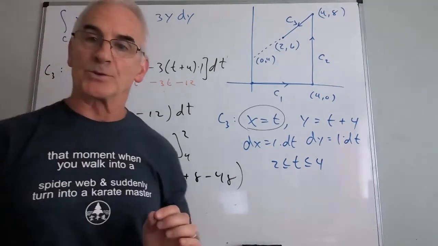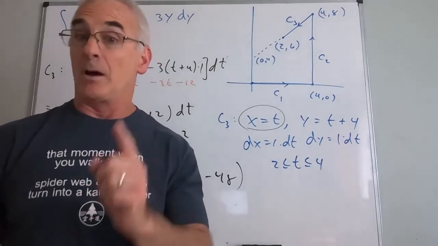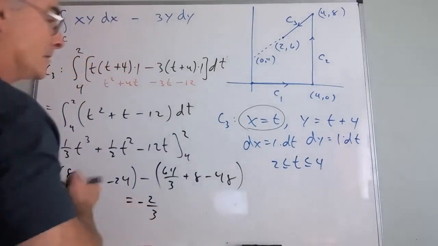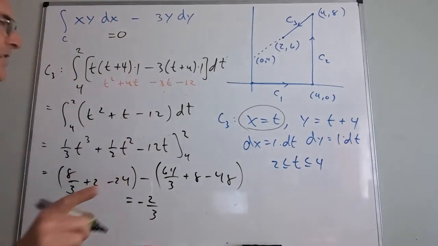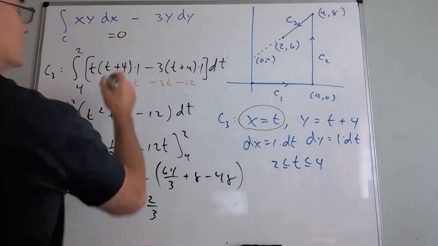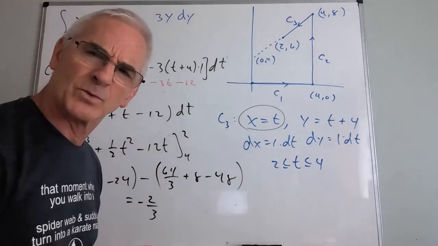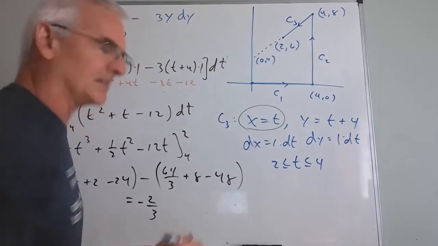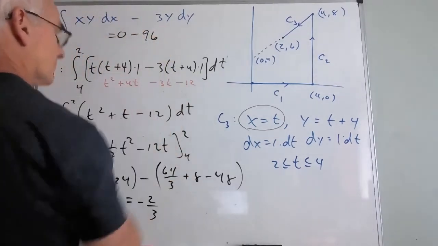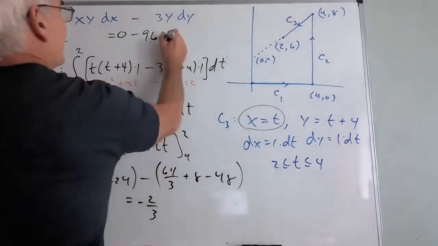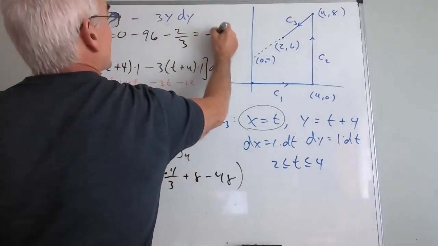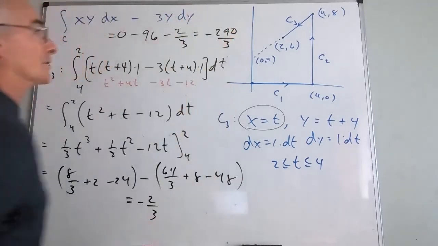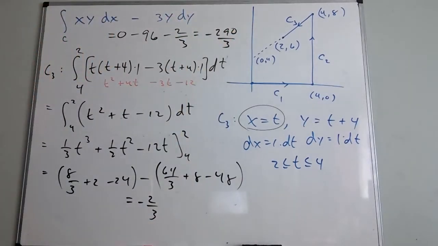So now my final answer. Remember, we said the answer was going to be the sum of the 3 integrals. So our answer is going to be 0. What was our second integral again? I erased it. Anybody? Minus 98. 90, was it 96? Negative 96. Okay, negative 96. My 6 wasn't that bad, was it? Minus 2 thirds. So that'd be what? Negative 290 thirds. I got a negative answer.